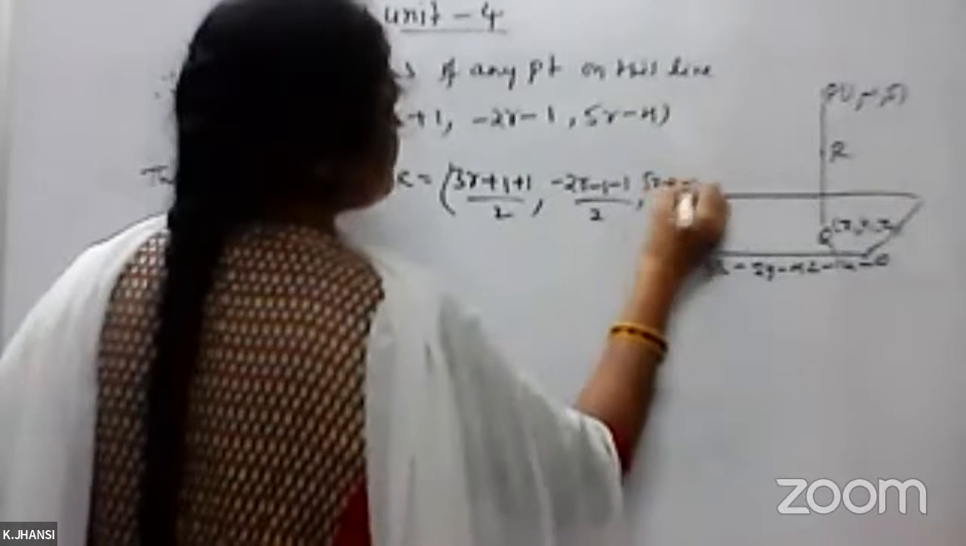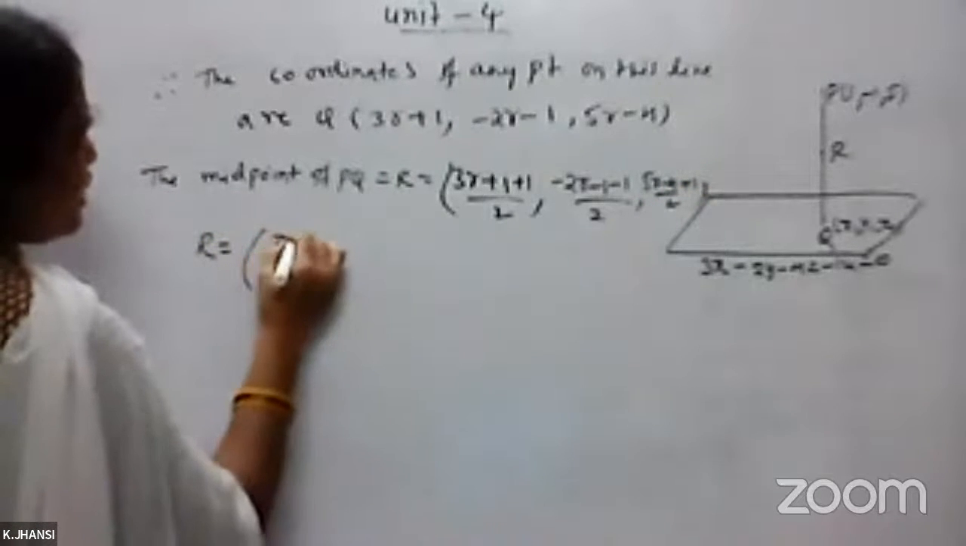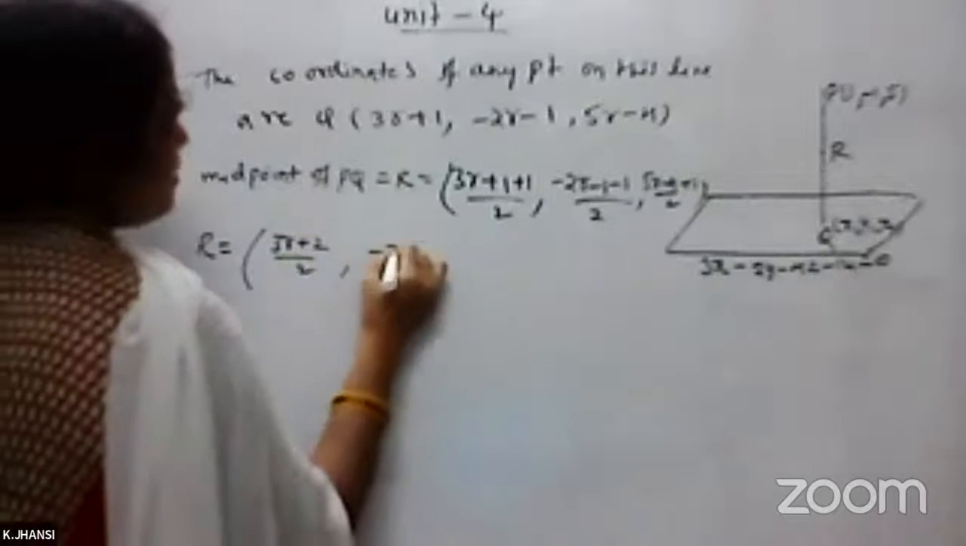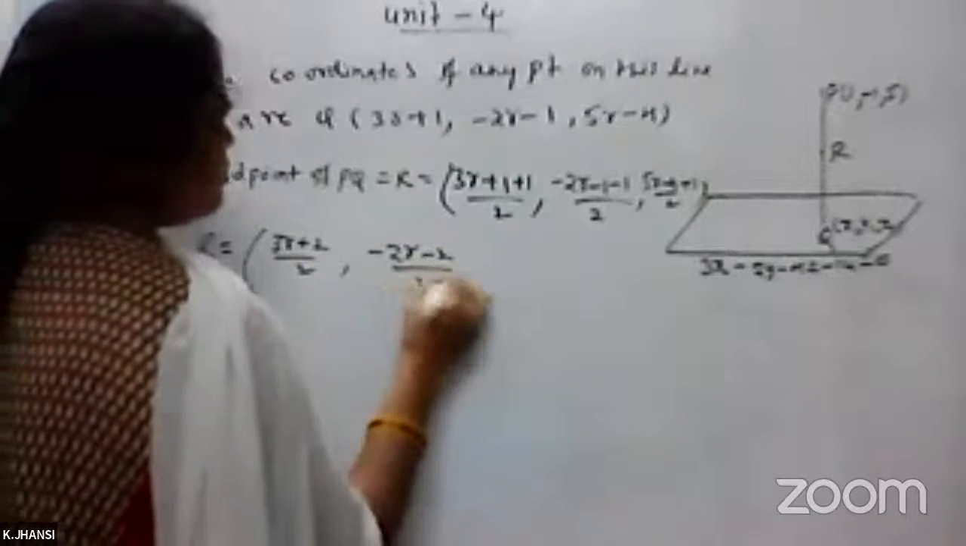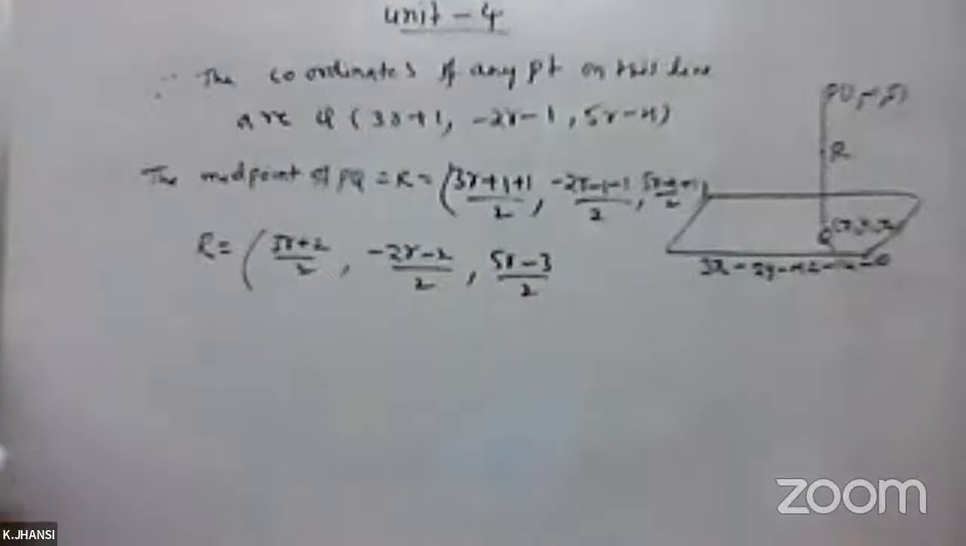5R minus 1 plus by 2. Okay, so R is equal to (3R plus 2) by 2, (minus 2R minus 2) by 2, (5R minus 3) by 2. Okay, when you simplify that, you will get this one.